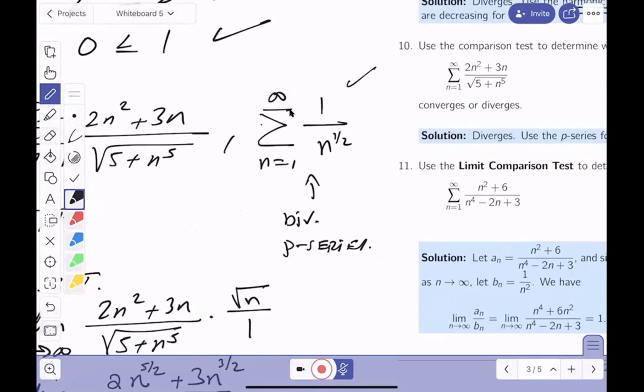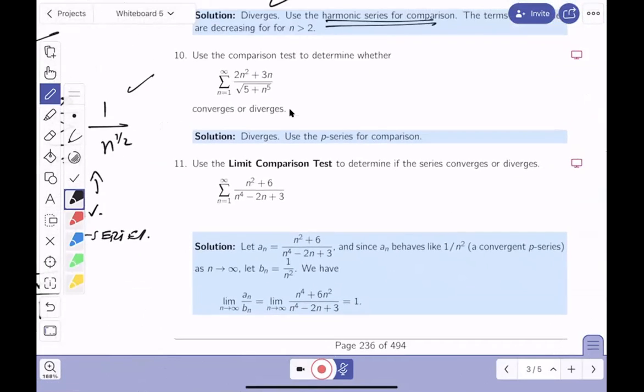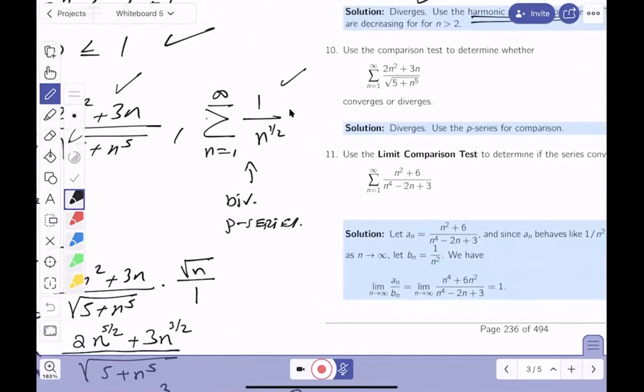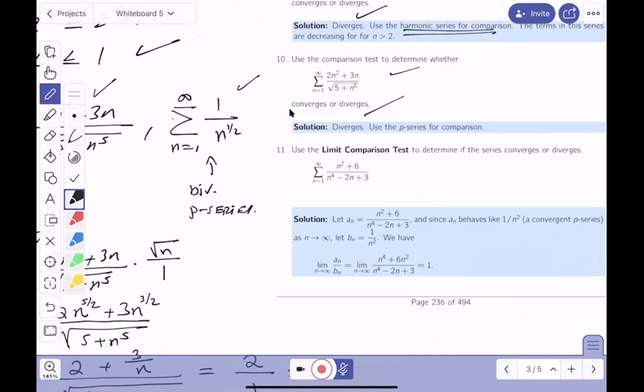So if this diverges, all right? So let's see what we did over here. I'm going to read it through for you. Which problem are we doing over here? I guess we're doing this one. Yeah, it diverges. What do we do? We use the p-series for comparison.